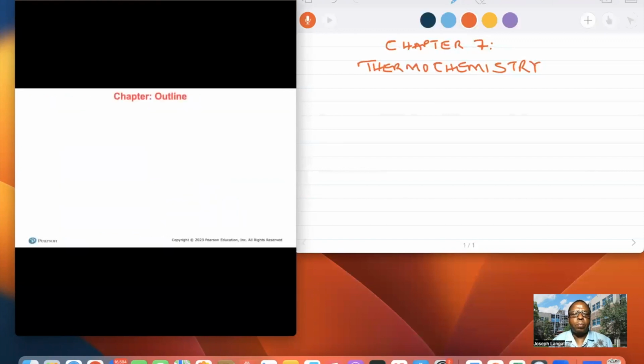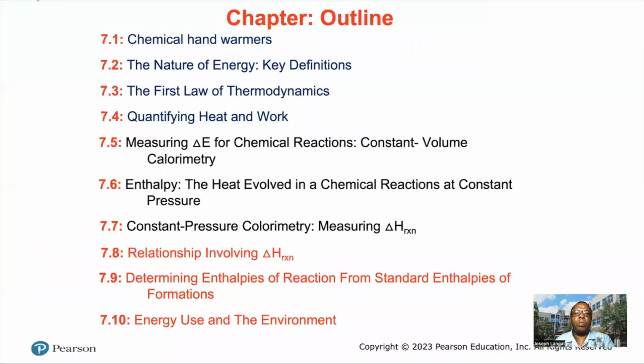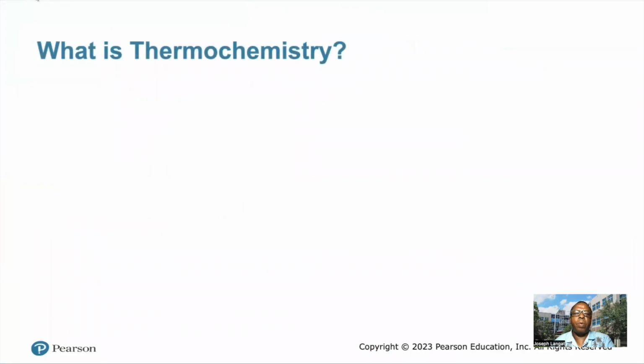This is the chapter outline. As I said, I'll split the chapter into 3: Part A, 7.1 through 7.4, Part B, 7.5 through 7.7, and Part C, 7.8 through 7.10. Let's get started with the definition first of what is thermochemistry.